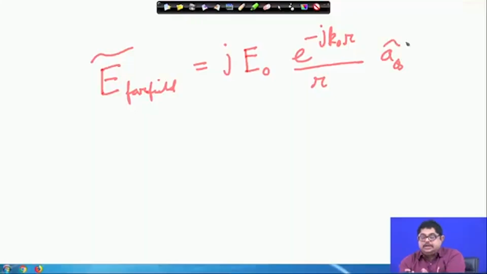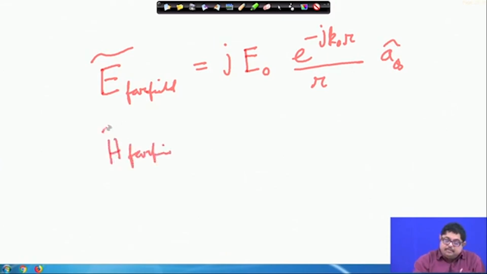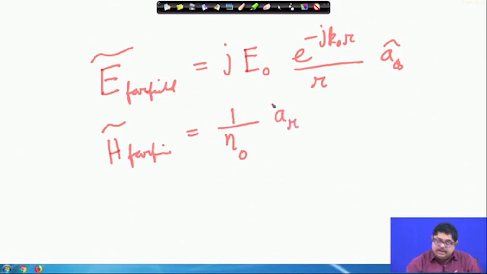So, actually this is the genesis of spherical waves. In a wire, if I have a varying current, the far field will be of this form. And what is H far field? Previously I have written it one way; now I just want to say that I can also write it in terms of E far field. You look at the expression and I can write it as E far field.